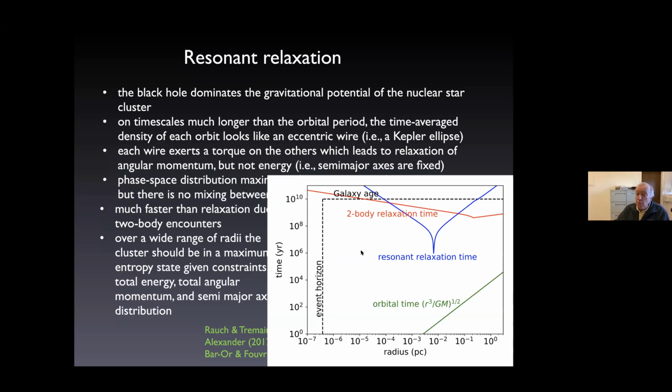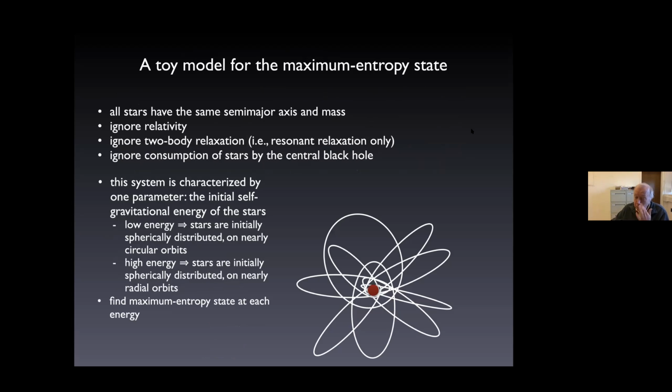And if you do simple models for, again, the galactic nuclear star cluster, you can see that the resonant relaxation time is as short as 10 to the 7th years, and over a wide range of radii is at least an order of magnitude faster than the two-body relaxation time. So what does the maximum entropy state look like? I'm going to look first at the simple case of a toy model in which all the stars have the same mass, and they all have the same semi-major axis. Ignore the effects of general relativity, ignore the two-body relaxation, and ignore the consumption of stars by the central black hole. This is such a simple system that it's characterized by only one parameter, which is the initial energy.